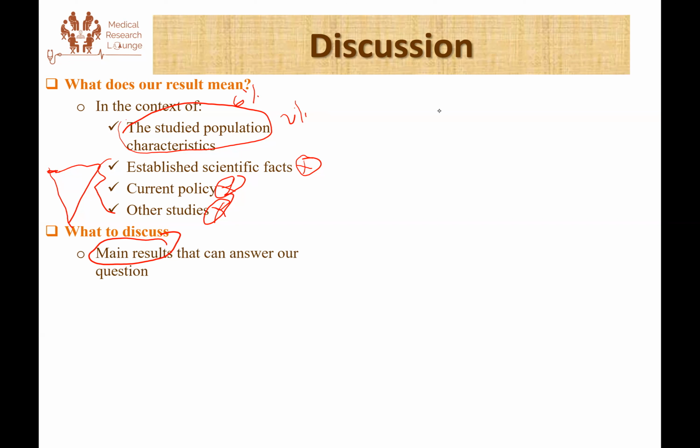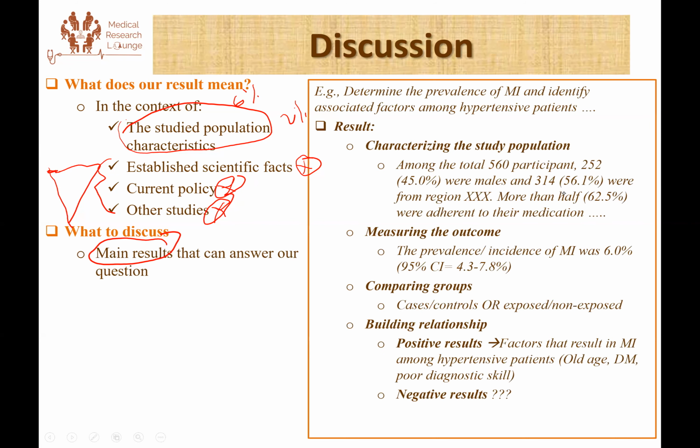So let's say we have conducted a study and we have put every result, starting from characterizing the study population up to building relationships. So which results do you prefer to discuss? Let's see here. For this example, we have determined the prevalence of MI and we have identified significantly associated factors. And this is the result.